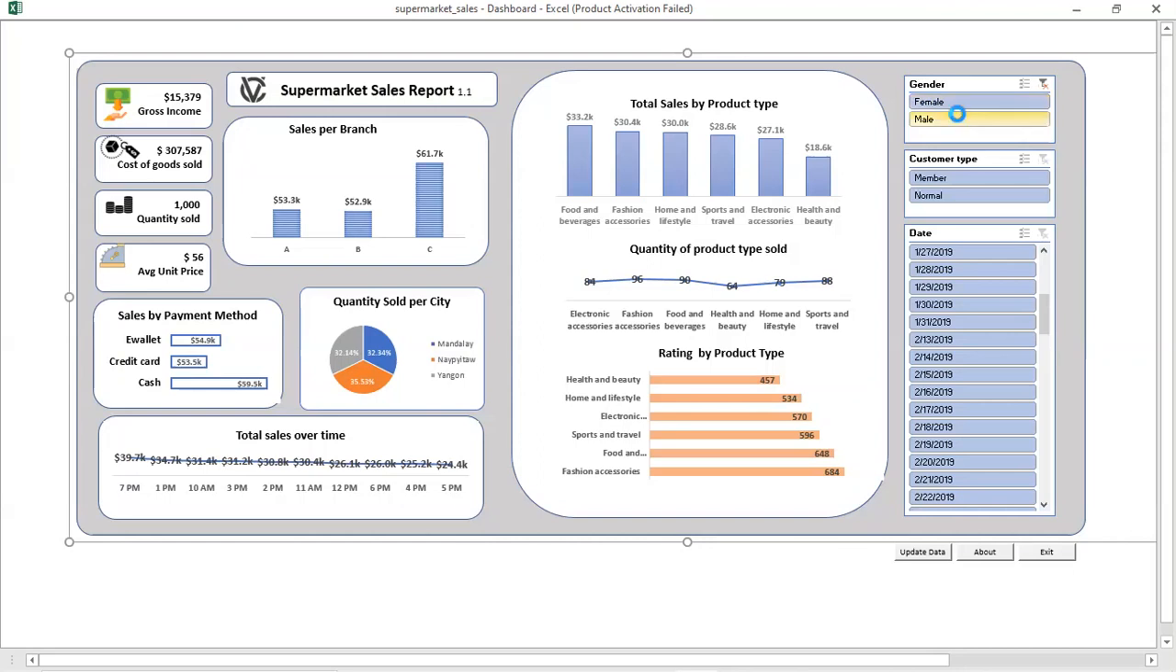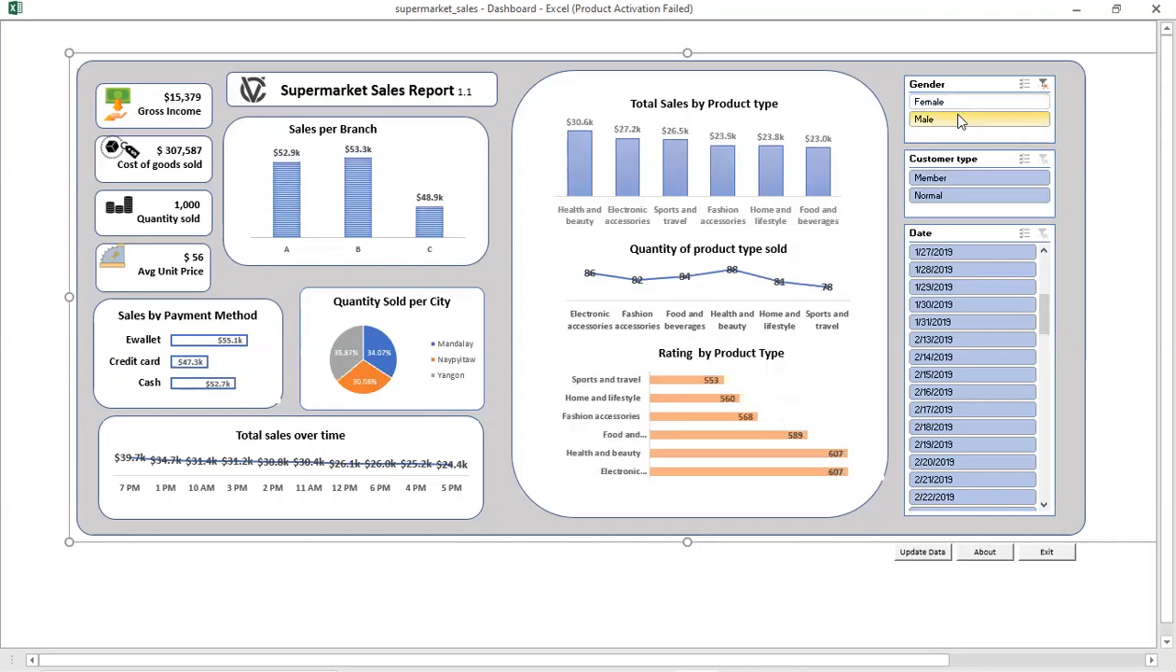So let's look at males. For the males, they paid more in e-wallet and cash, and the B and A branches sold more, unlike with the females where the C branch sold more. And then you have the 3 branches more or less selling the same thing, although the highest was Yangon. And you also see that the times are the same as with the female.